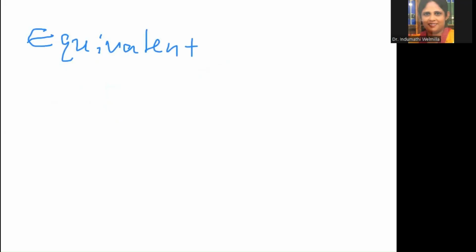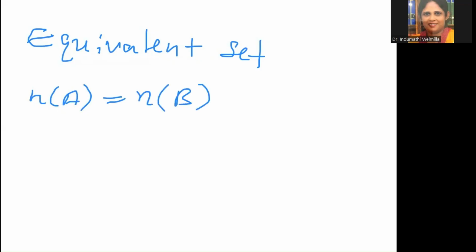Equivalent set. What is an equivalent set? If the number of elements is the same for two different sets, very clear, then they are called equivalent sets. So the order of elements does not matter here. Remember, it is represented as n(A) equals n(B). That means the sets A and B have equal numbers of elements.